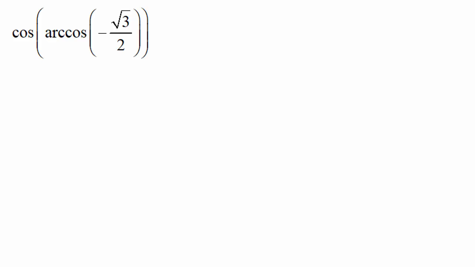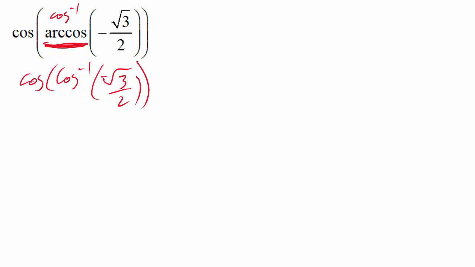Right, for this problem we are asked to find the cosine of the arc cosine of the negative square root of 3 over 2. Just as a reminder, if you do not care for the arc cosine way of phrasing the problem, this is the same thing as cosine inverse. So if you prefer to look at this as the cosine of the cosine inverse of the negative square root of 3 over 2, that's also fine.